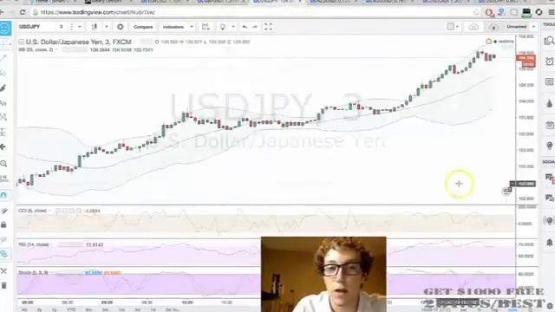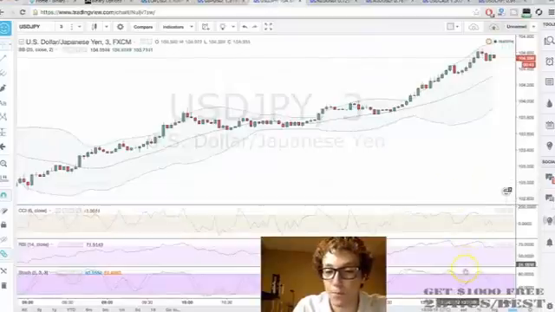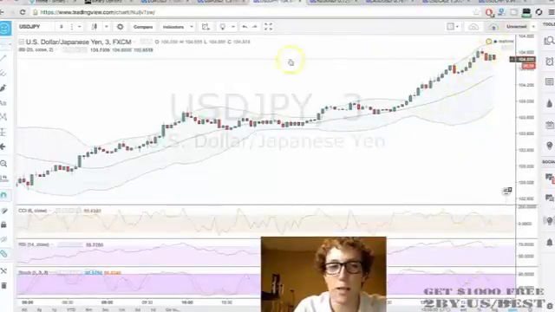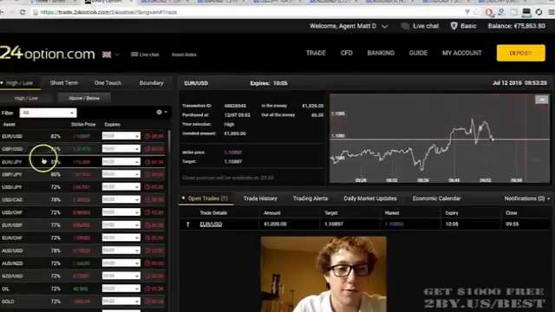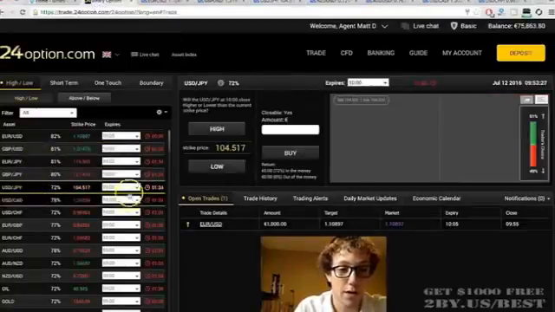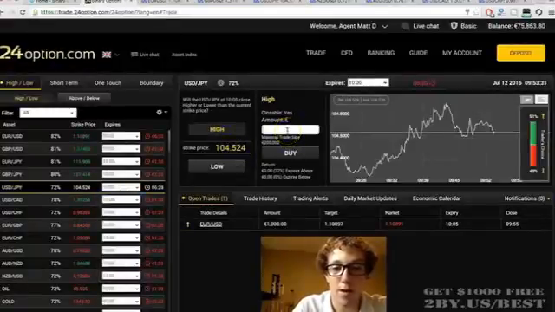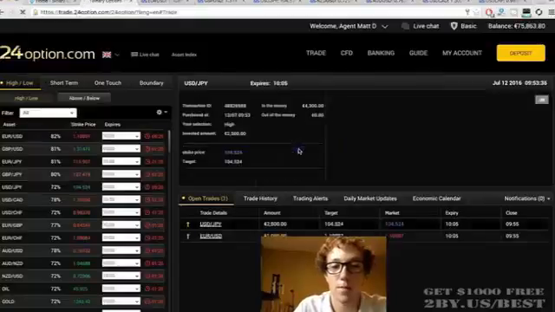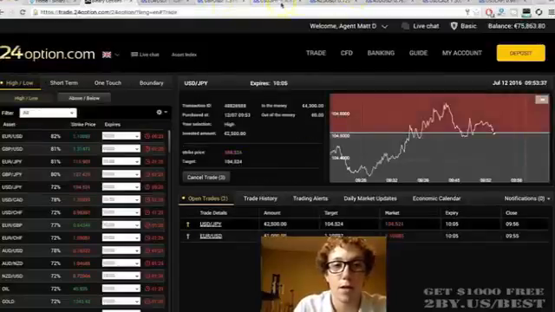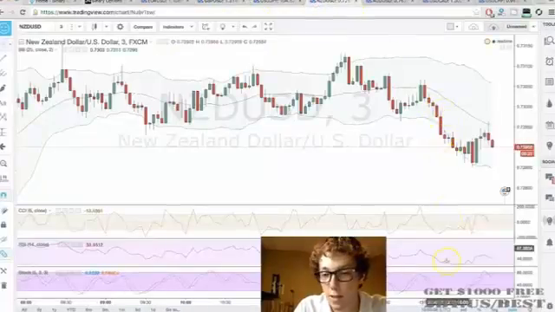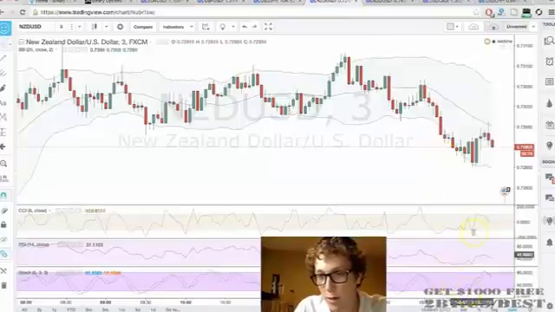Now the US Japanese yen has been a steady uptrend, and even since the US market opened, the steady uptrend has continued. So this is a very strong call trade. So again, 15 minutes, 10:05, a high trade, and we're going to put a big amount on this one. Let's do 2,500.